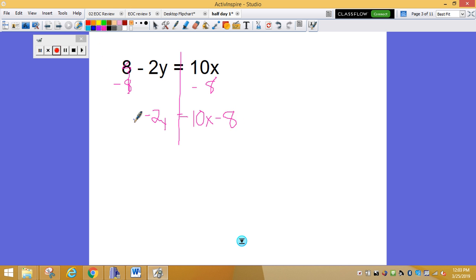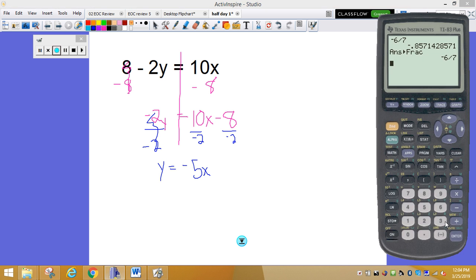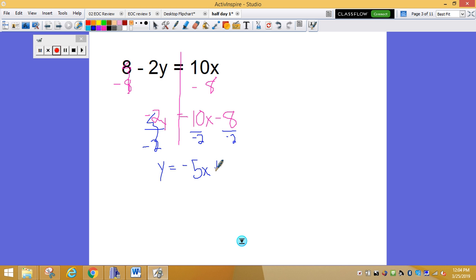Now, is y by itself? No, I still have this negative 2. These are multiplying. The opposite of multiplying is dividing. So I'm going to divide everything by negative 2. So these 2's go away. 10 divided by negative 2 is negative 5. All right, look what I get when I divide here. When I do negative 8 divided by negative 2. I get a positive 4. If you get a positive 4, you should put a plus 4.